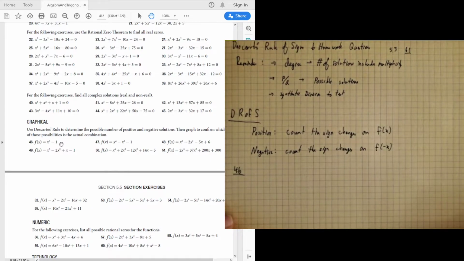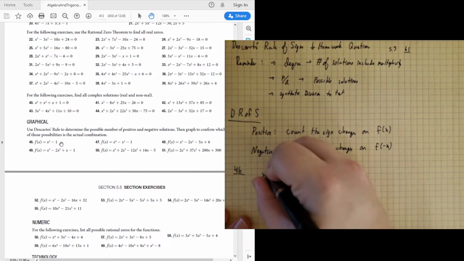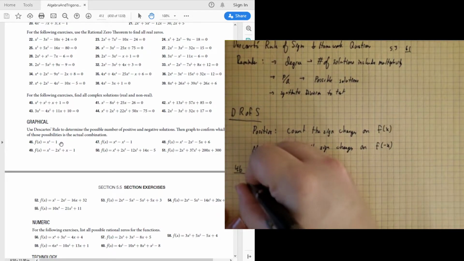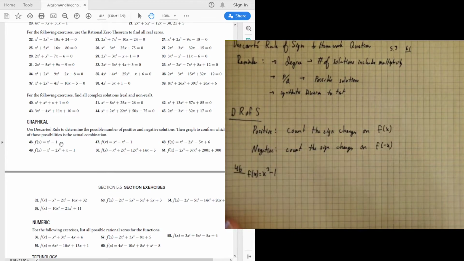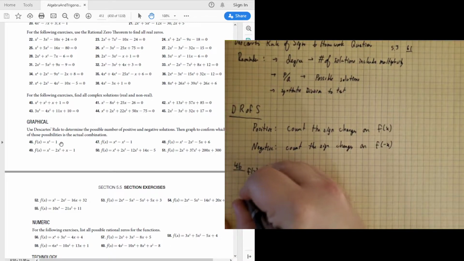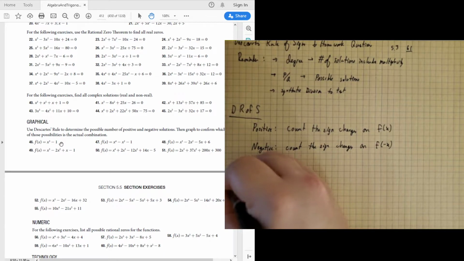We'll do 46 and 48 here in a moment. So 46 states we have x cubed minus 1. So this is our f of x. Now the question becomes two parts. One, if I know what f of x is, what's f of negative x? So this is the first thing I should find.